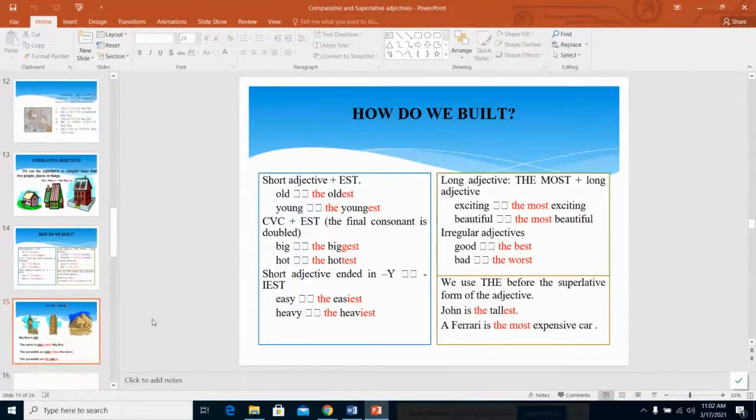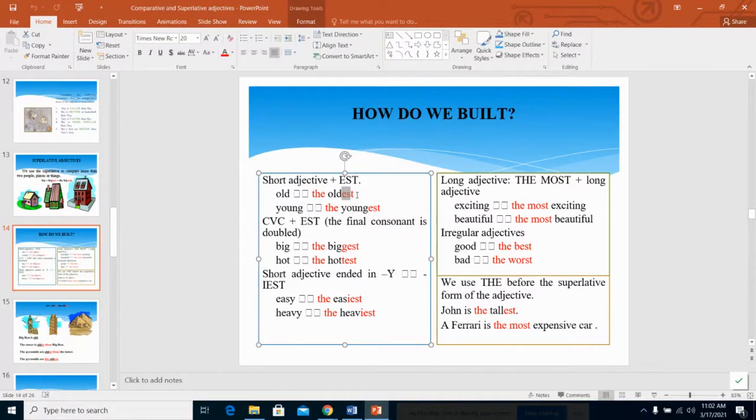Now here we have a quite different rule. For example, short adjective. What do we do? We add est at the end. Like old, we say the oldest. And we use the word the, because if we say something is superlative, we need to use an article the. So the oldest. Young, the youngest.